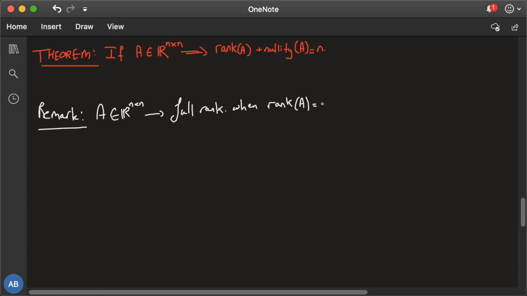So the rank of A is n. That's maximum. And what can you say about the nullity using the theorem above? In that case, the nullity of A, or the dimension of the null space of A, is 0. There's no vector other than the all 0 vector that could null my A.